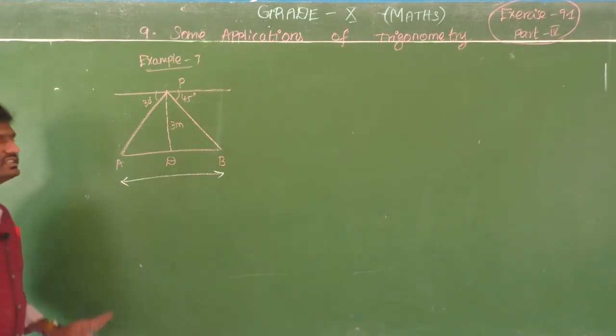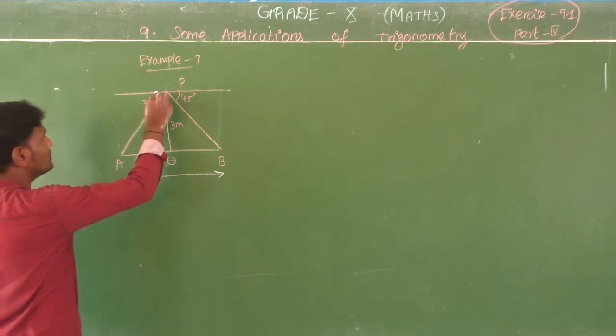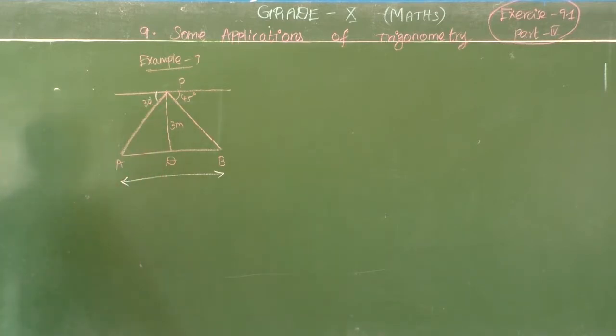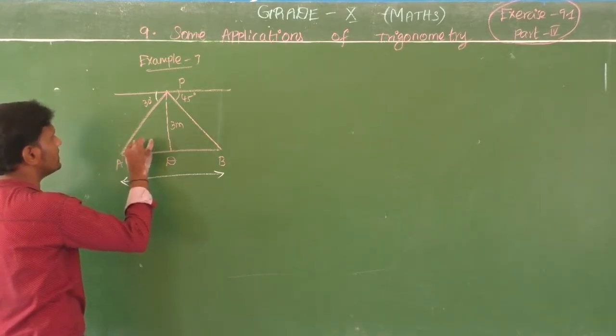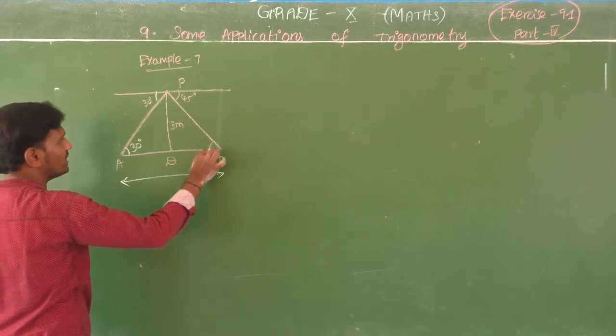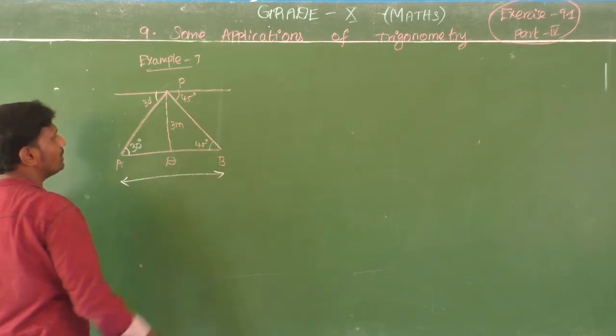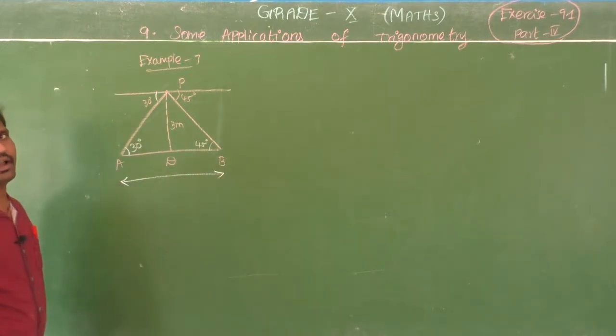It is very simple. I already told you this is the angle of depression, 30 degree, which means the angle of elevation from the point A will also be 30 degree. And this is 45 degree, so the angle at B will also be 45 degree.